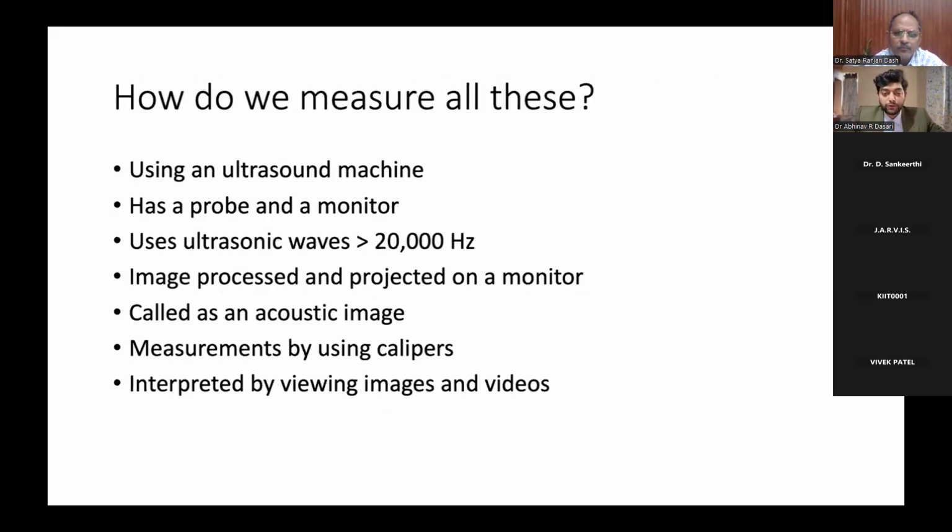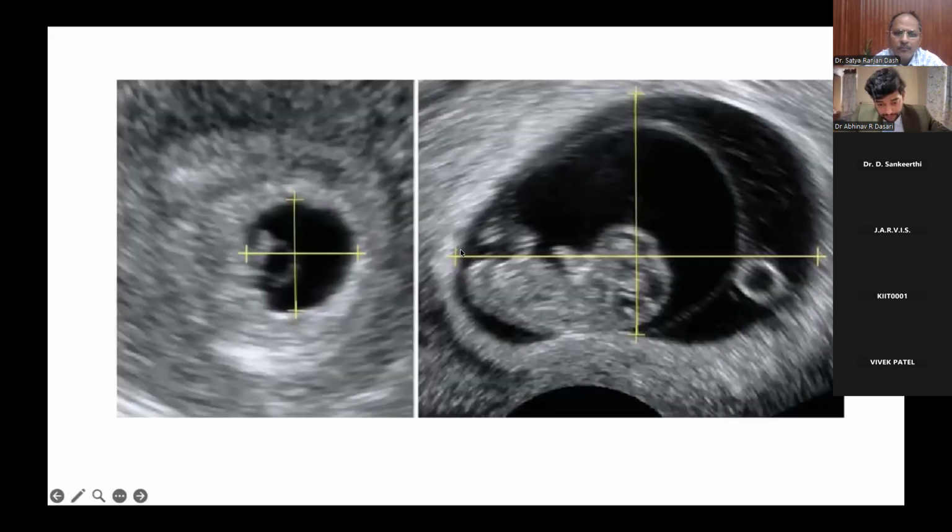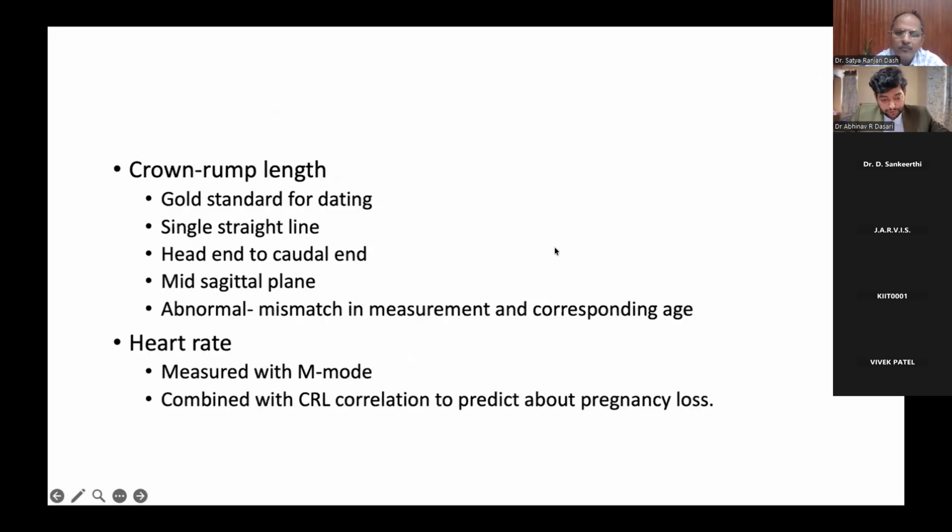It is called an acoustic image because we use sound to produce images, and all the measurements are done using calipers. These small lines are called calipers, and we aim those calipers at what we want to measure, and we take the measurements.